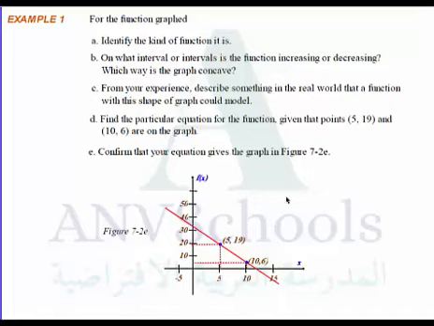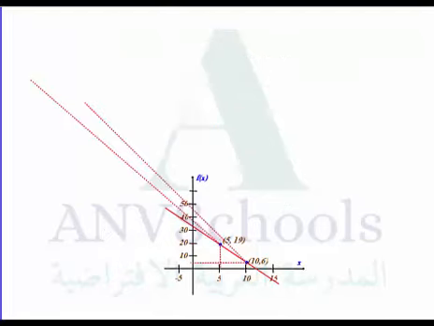Letter D, find the particular equation for the function given that points (5, 19) and (10, 6) are on the graph. And letter E, confirm that your equation gives the graph in figure 7-2e. Okay, so let's take a look at the function.